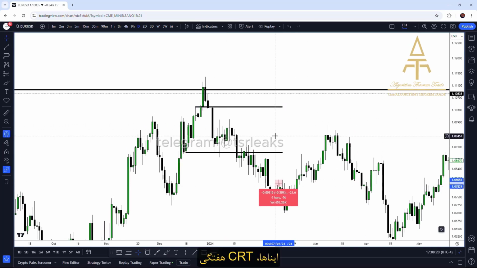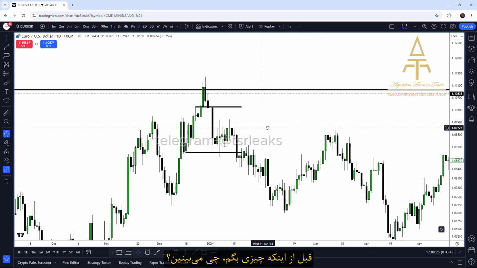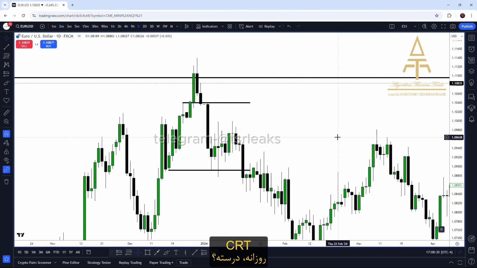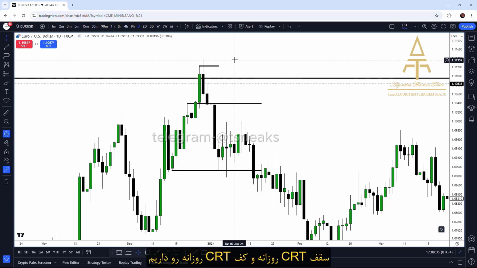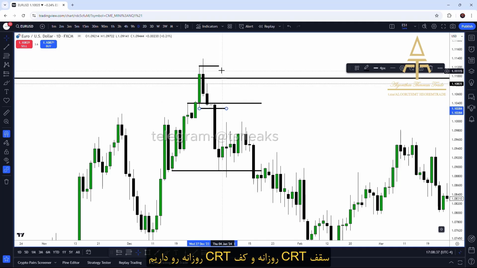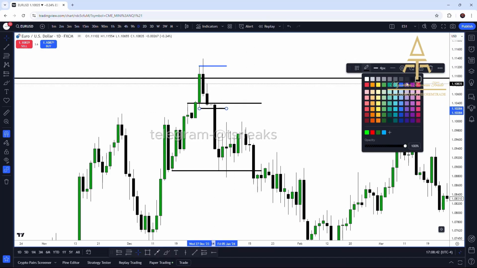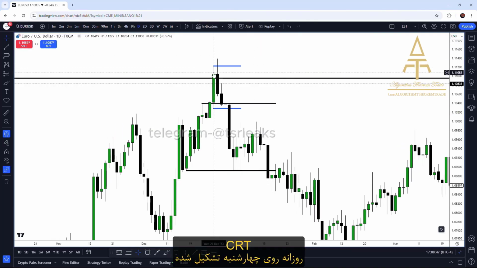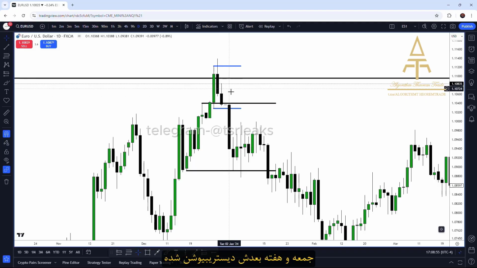Here we are, weekly CRT. What do you notice before I even get there? Daily CRT, right? We have the daily CRT high and the daily CRT low. Let's mark these by blue lines instead of black. Daily CRT formed on Wednesday, souped on Thursday, distributed on Friday and the next week.